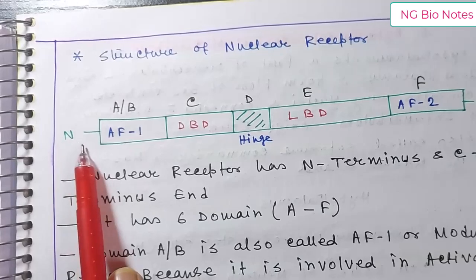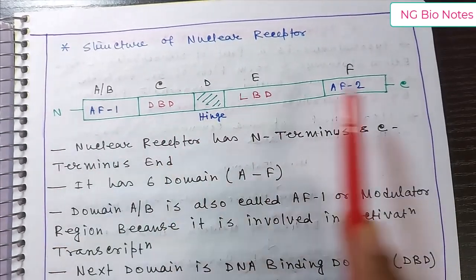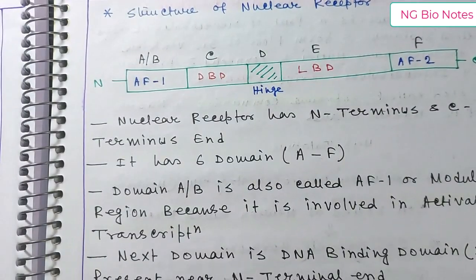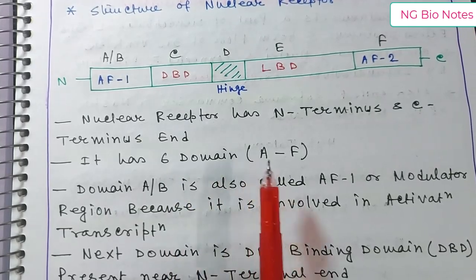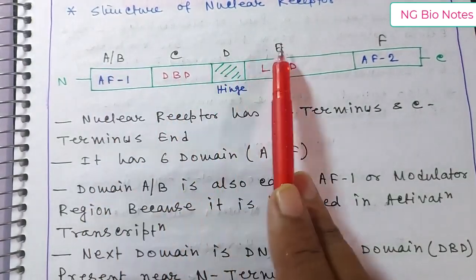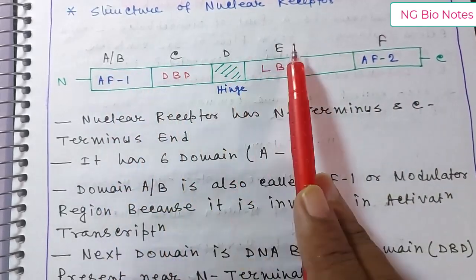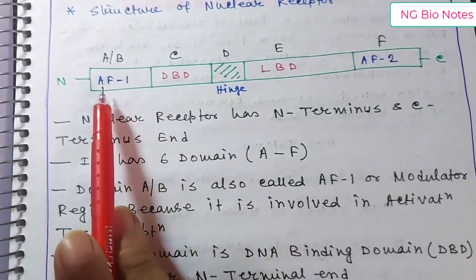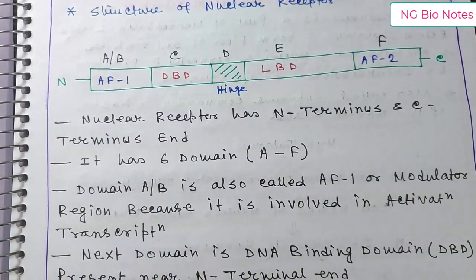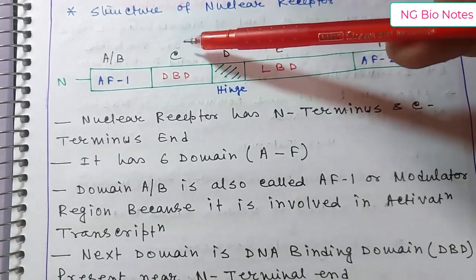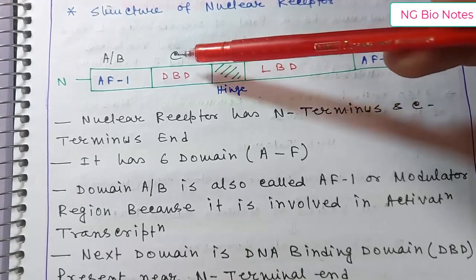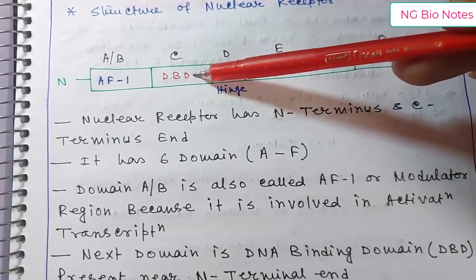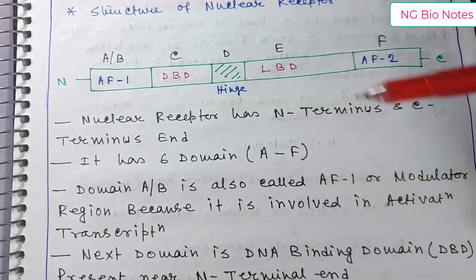Now we see the structure of nuclear receptor. This nuclear receptor has two terminus ends, one is N terminus end and another is C terminus end, like different kinds of protein. So this receptor is a special kind of protein, and it has 6 domains, A/B, C, D, E and F. The A/B domain is also known as AF1, and this AF1 directly activates the transcription process. The next domain is the C domain, also called DBD or DNA binding domain, and this DNA binding domain is present near N terminus end.